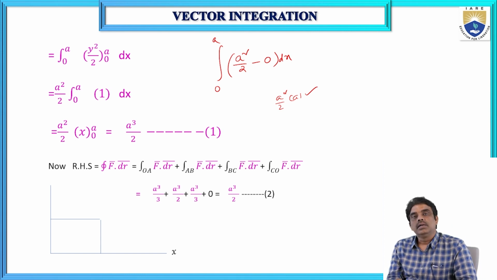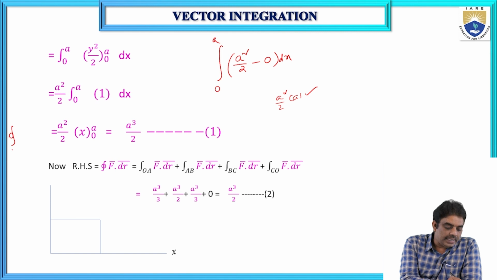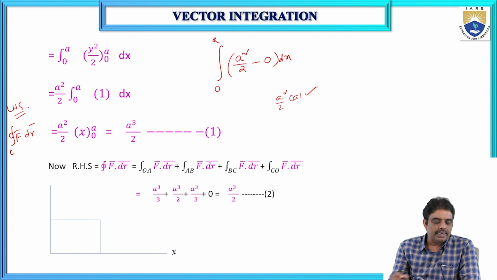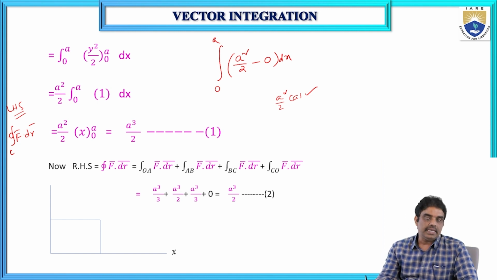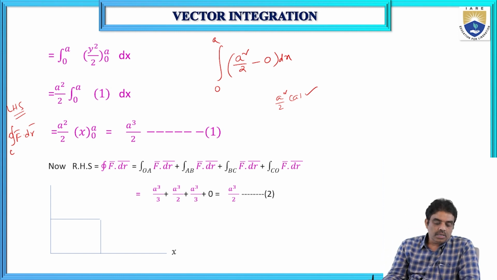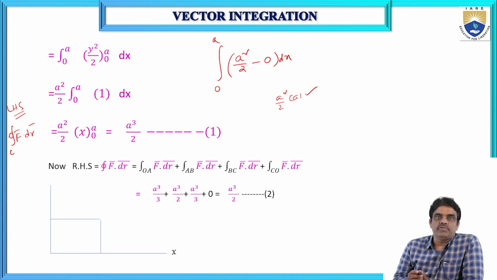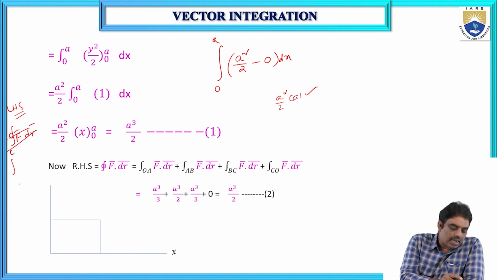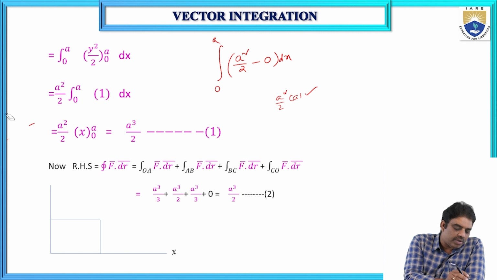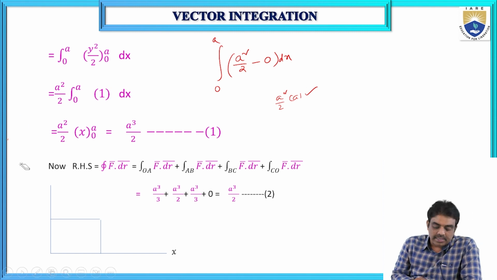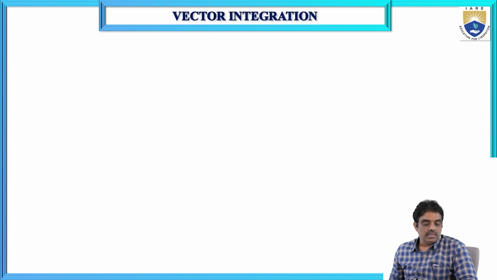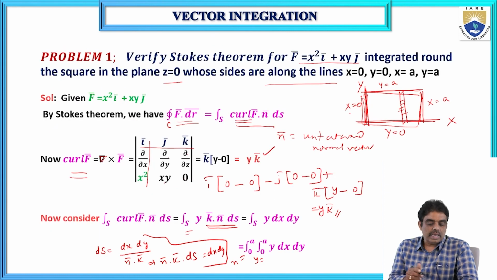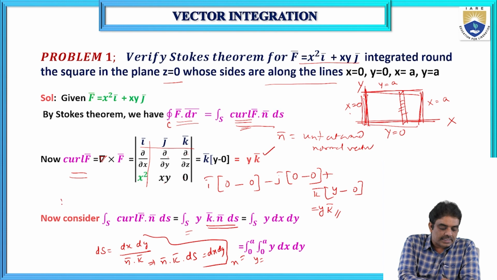So that is the integral over C of f bar dot dr bar, the left hand side part calculated, and that value is a cube by 2. Now to verify Stokes theorem, we need to consider the right hand side part also. That is integral curl f bar dot n cap ds. Already we have calculated the right hand side part, that I will show in the slide. This is the right hand side part.